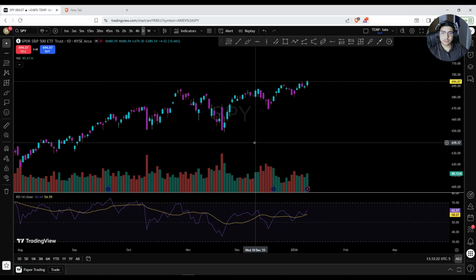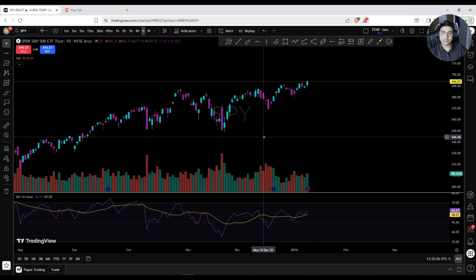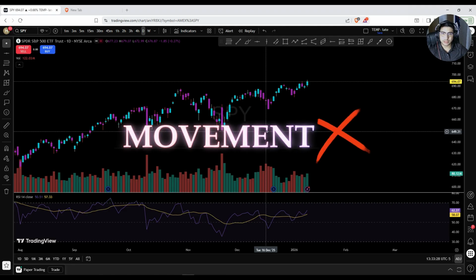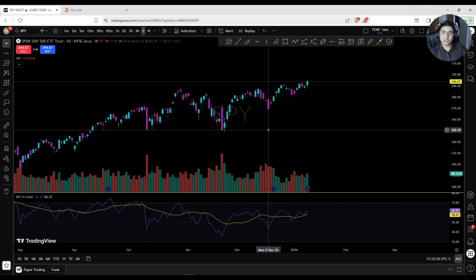RSI stands for Relative Strength Index, so it gives you momentum, but it doesn't tell you about the price movement. RSI is always going to tell you how strong the movement was on that side, uptrend or downtrend, but it doesn't tell you where the price will go.